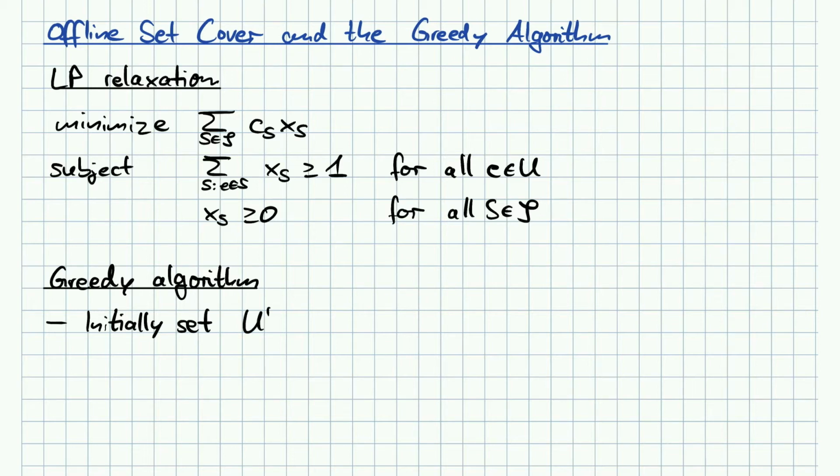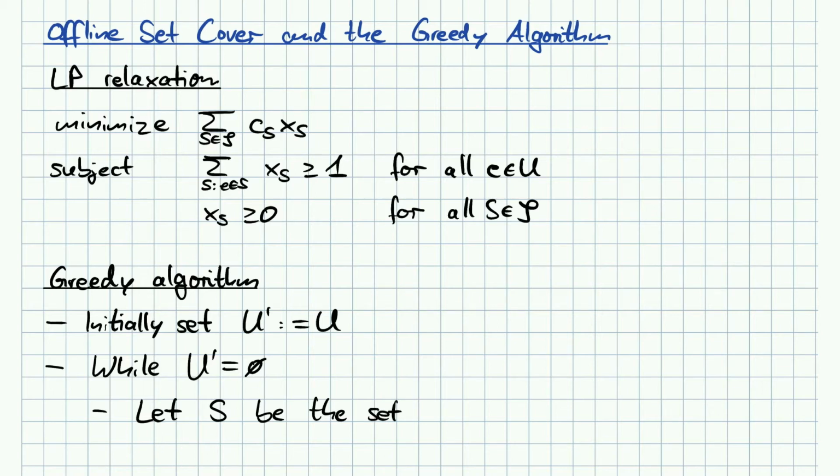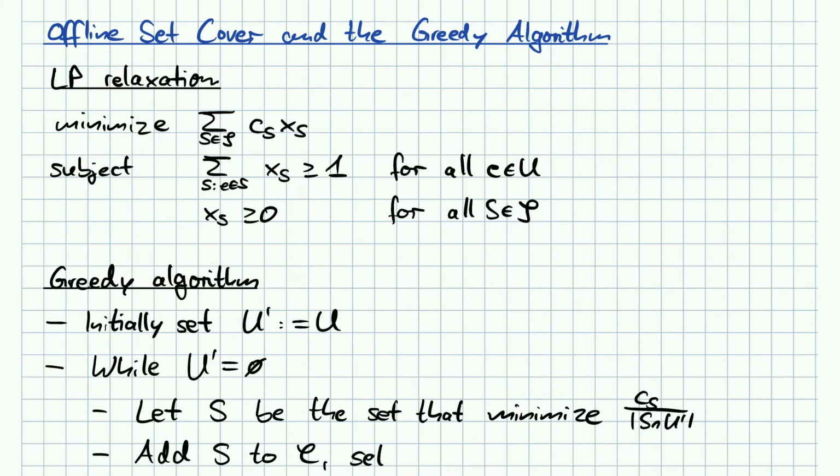How does this work? Initially we set U prime to be all of U, and now we do the following while U prime is not empty. U prime we understand always as the set of elements which haven't been covered so far. Then we let S be the set that minimizes C_S divided by |S intersect U prime|, and then we add S to C, and we set U prime to be equal to U prime take away S.